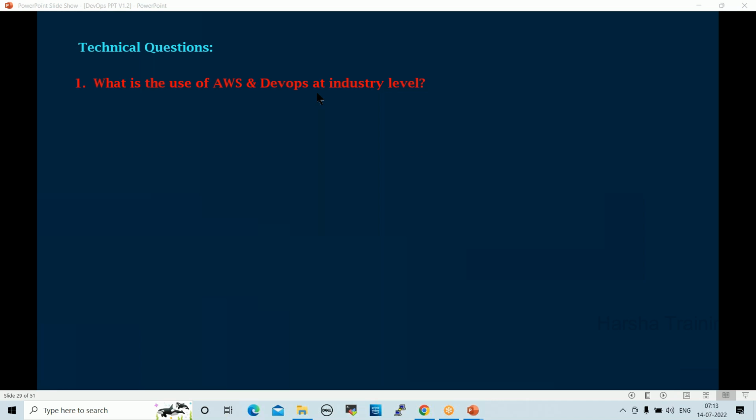Why are we required? Because we deploy applications. We work on automation activities that we need to perform. We need to check the tickets, alerts, and issues. So that is why DevOps is required. So the main use of AWS and DevOps is cost saving, and also time saving.